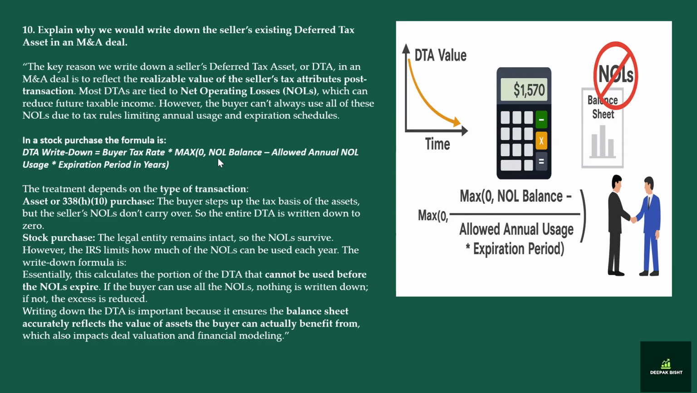Understand this, don't get confused. If the net operating loss minus the allowed annual net operating loss usage times the expiration period gets bigger, so this becomes negative and we will not realize anything. Why are we doing this? Understand this: the moment the net operating loss is below the allowed annual net operating usage times the expiration period, we will stop writing down our DTA. I hope this is clear.